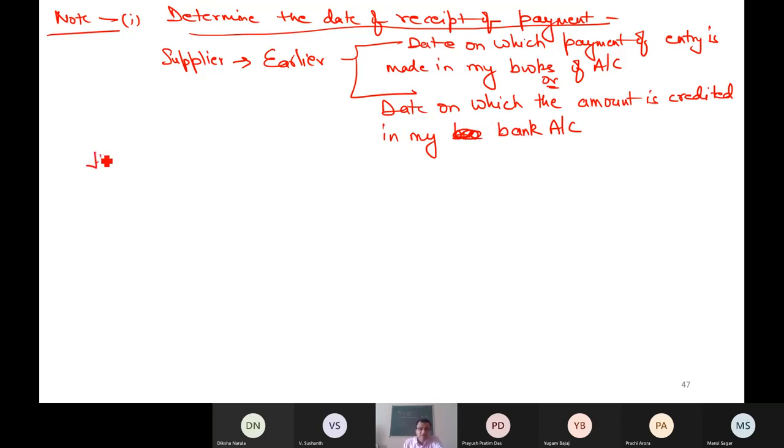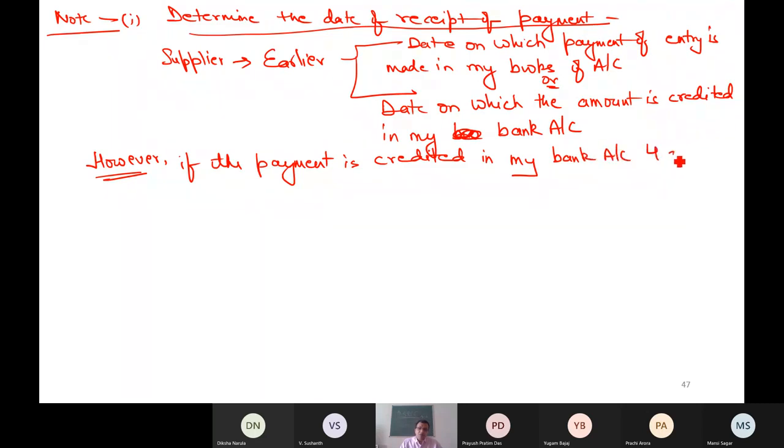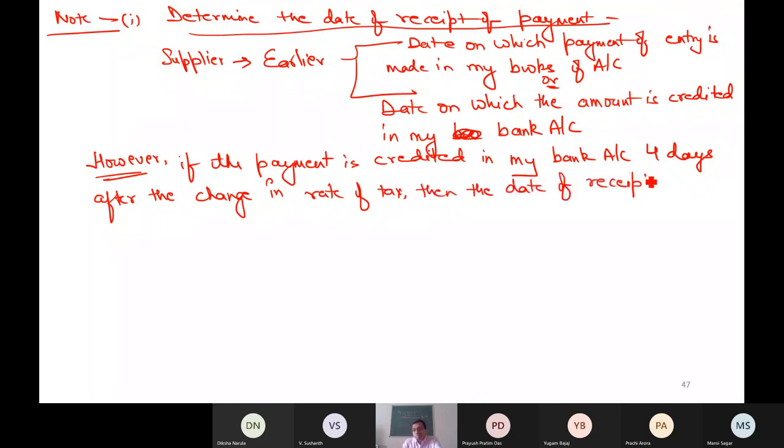But we have an exception, and this exception is only in section 14. It was not there in 12 and 13. The exception is if the payment is credited in my bank account four days after the change in rate of tax, then the date of receipt of payment will not be the earliest one, it will be only the date when it is actually credited.